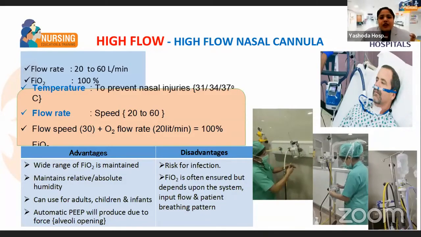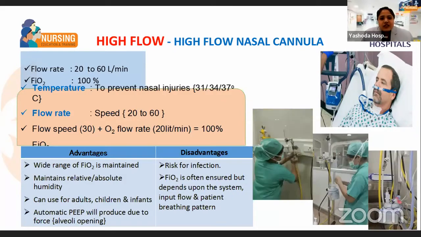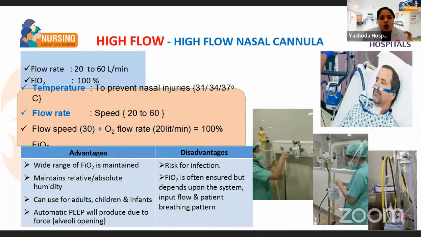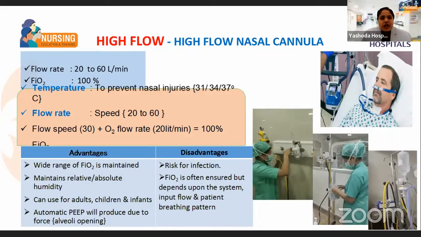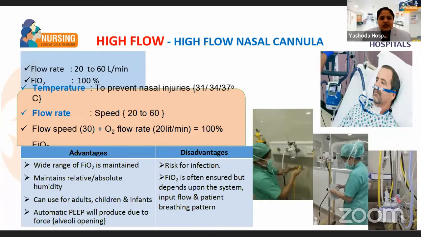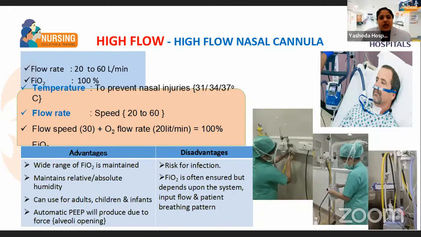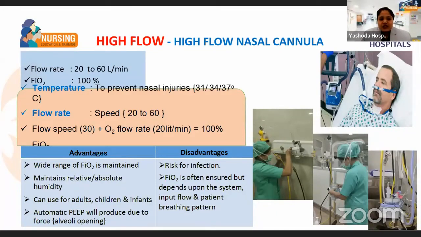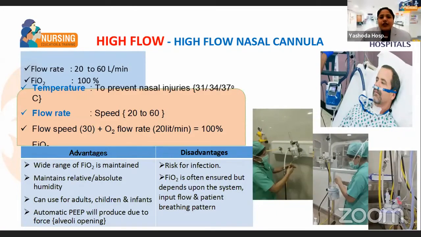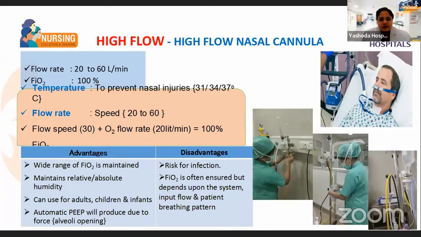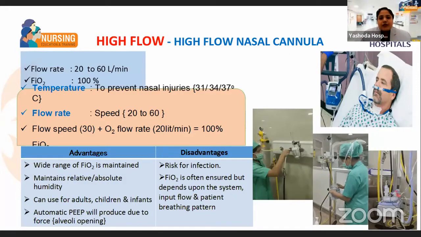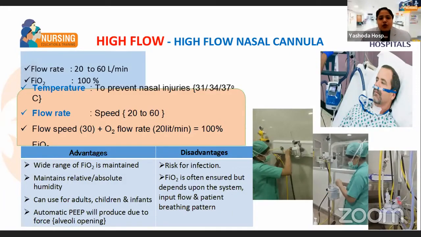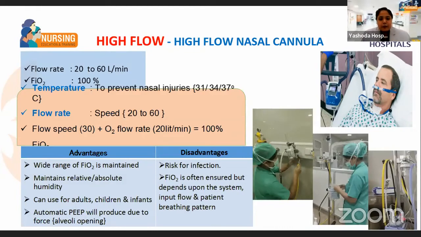So here, the temperature, why are we adjusting the temperature? To prevent nasal injuries, we are adjusting the temperature according to normal body temperature, like around 31 degrees Celsius or 34 or 37. The normal speed it will maintain is 20 to 60, and the flow rate it will maintain is 20 to 60 liters per minute. Here the FiO2 is calculated by the machine itself. You are not going to adjust anything.